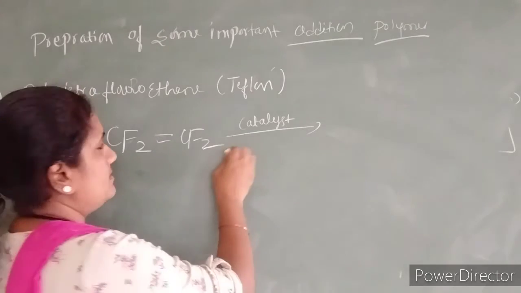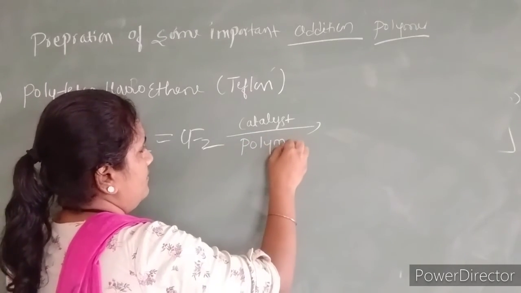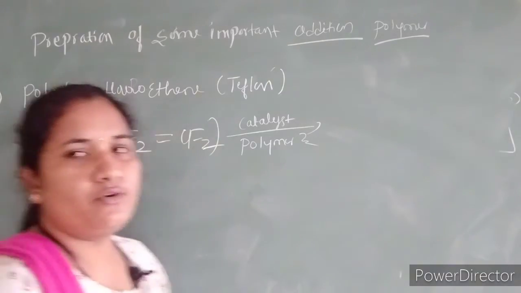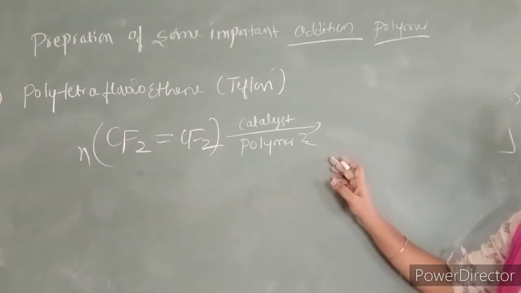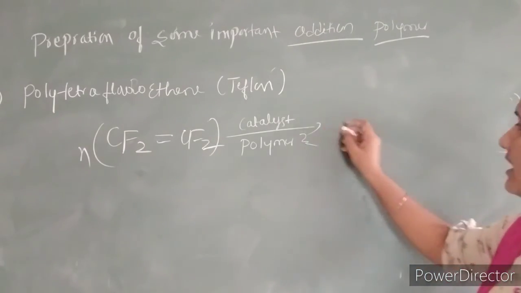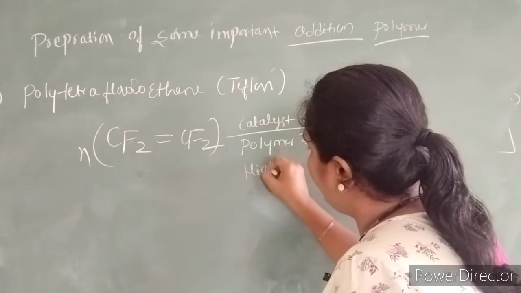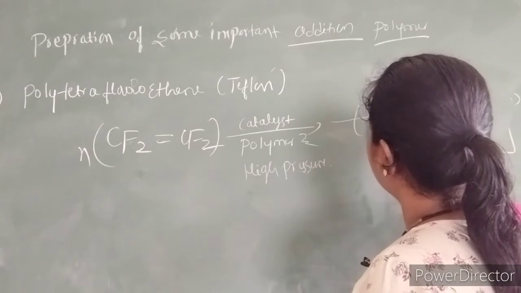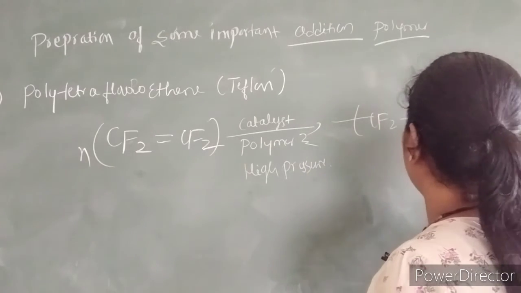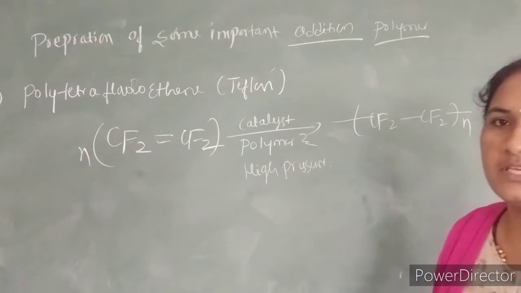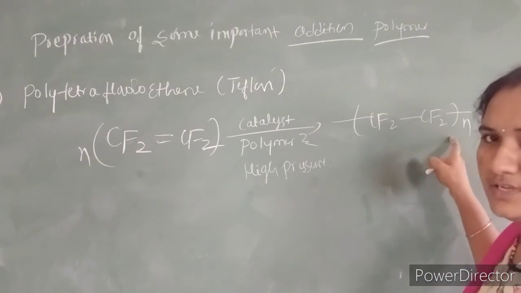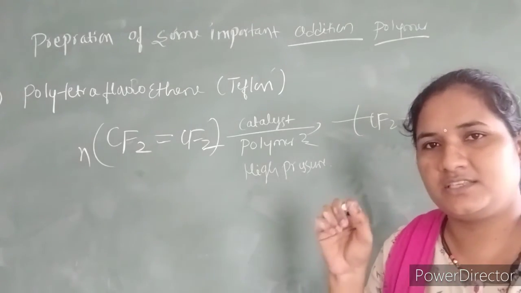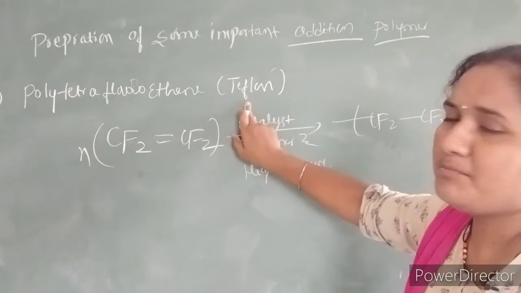In presence of catalyst, this should undergo polymerization. For the process of polymerization, we require n number of tetrafluoroethene molecules. They should undergo polymerization, and here high pressure is required. In presence of high pressure, they form the polytetrafluoroethene chain, (CF2)n. So instead of CH2, you have to write CF2. If you write fluorine instead of hydrogen, then it will become Teflon, or polytetrafluoroethene.